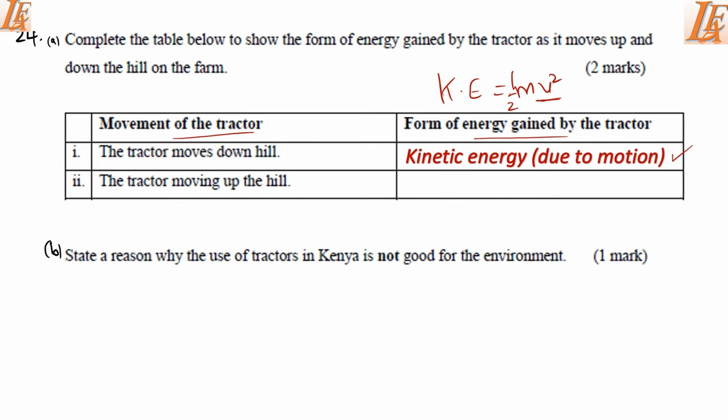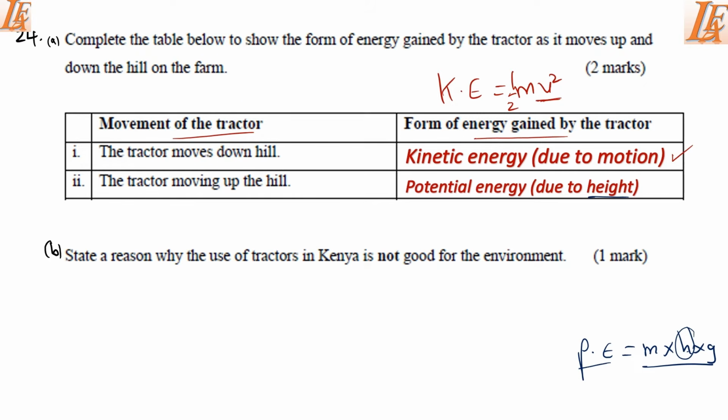Then B, the tractor moving up the hill. When the tractor is moving up the hill, it gains potential energy, or energy due to the height. Remember, potential energy is calculated as mass times height times the gravitational field strength. And therefore, if the height increases as it moves up the hill, then its potential energy is going to increase.